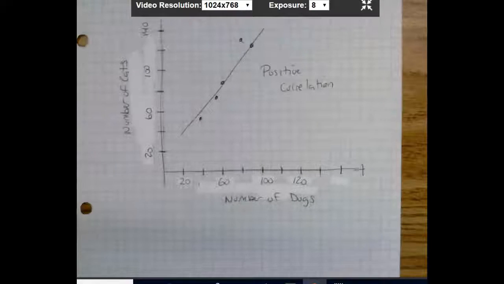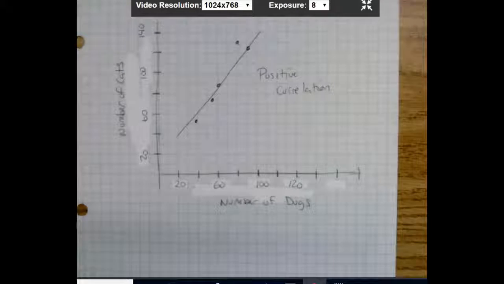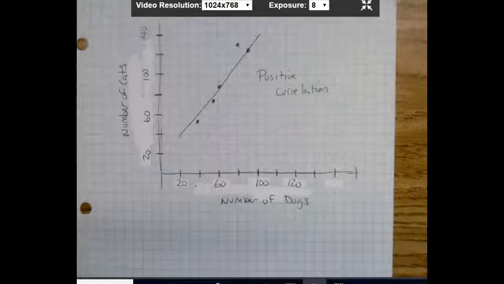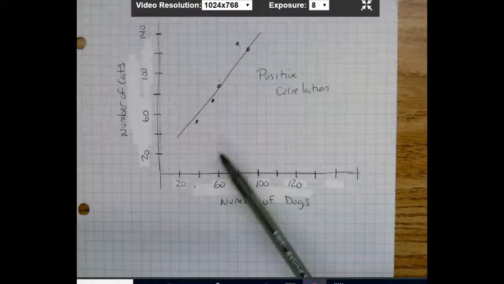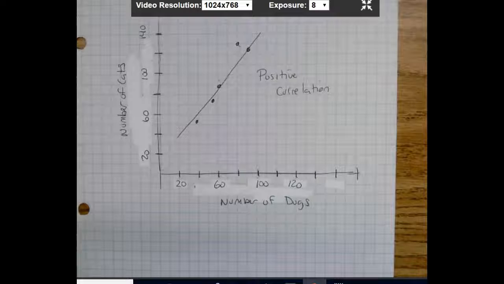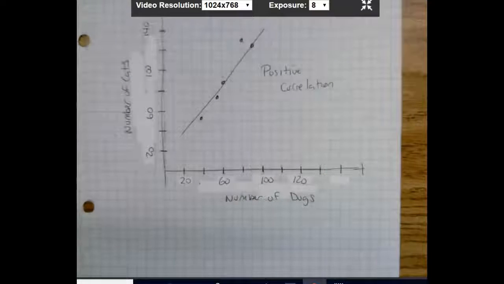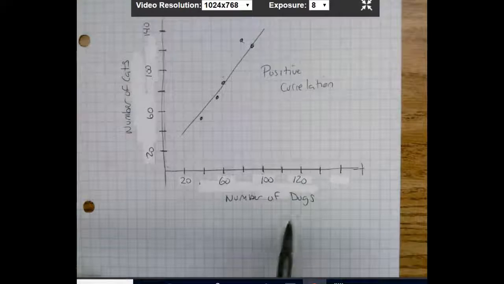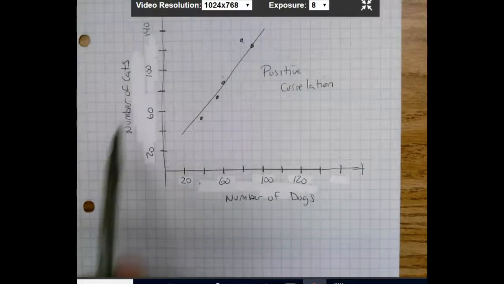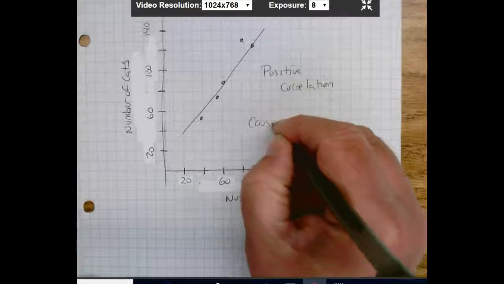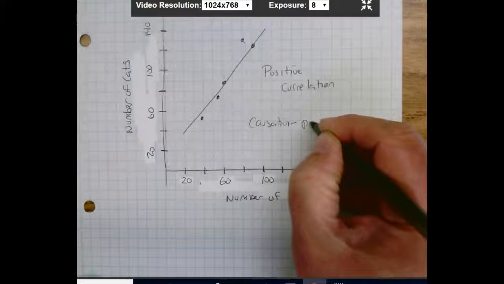So you really have to ask yourself, as one goes up, as the number of dogs goes up, so does the number of cats given away or adopted. And you might say, how could one cause the other? Could that be possible? It's most likely not possible. So causation, we might say, does the number of dogs adopted affect the number of cats? We might say, probably not.